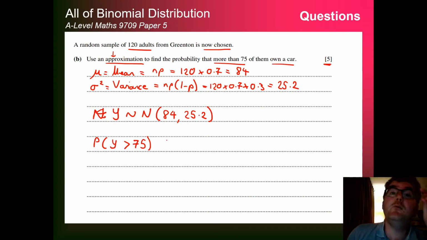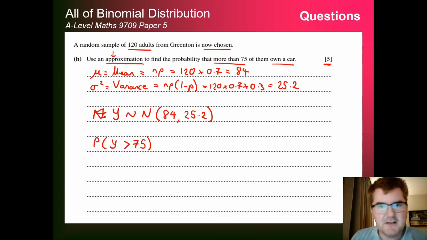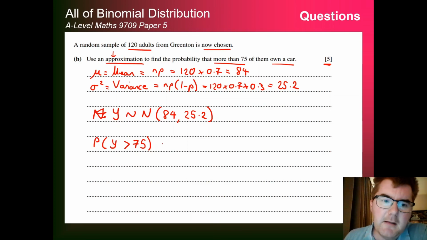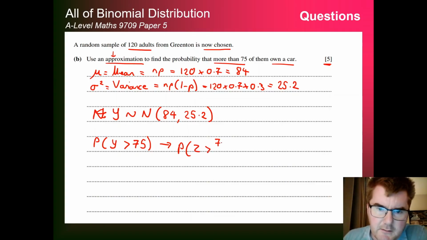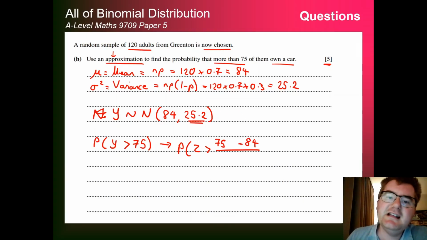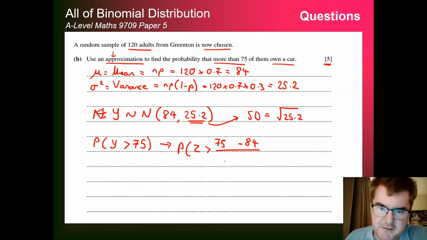So this is where we're going to work out a z-score, or a z-value. If you're not sure about this process, you can either watch my normal distribution video, I'll do a deep dive at some point, or you can just watch the section from my all of paper 5 video, how we do this. But to convert this to a z-score, we minus, I'll talk about the 75 bit in a moment, minus the mean, and then divide by the standard deviation. Notice here this is the variance, not standard deviation. So the standard deviation is just the square root of this, so the root of 25.2.